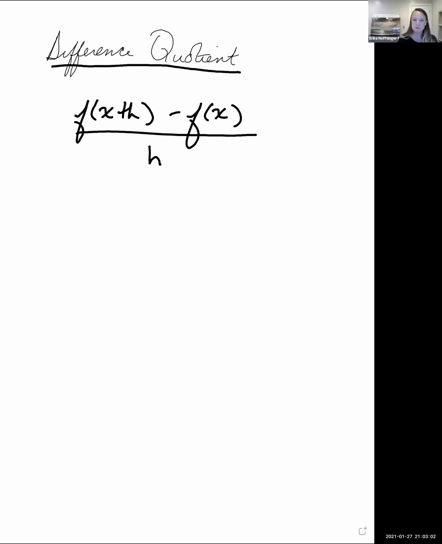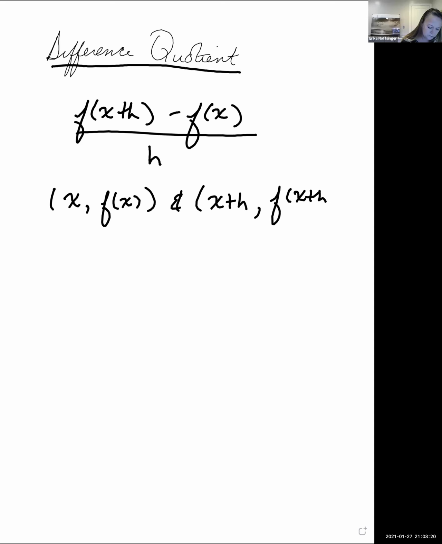The points that we're finding the slope between were the point x, and then the y value we could write as f of x, and the value x plus h, and then we could write the y value of that as f of x plus h. So if you found the slope there, the denominator actually simplified, and we were just left with the h.